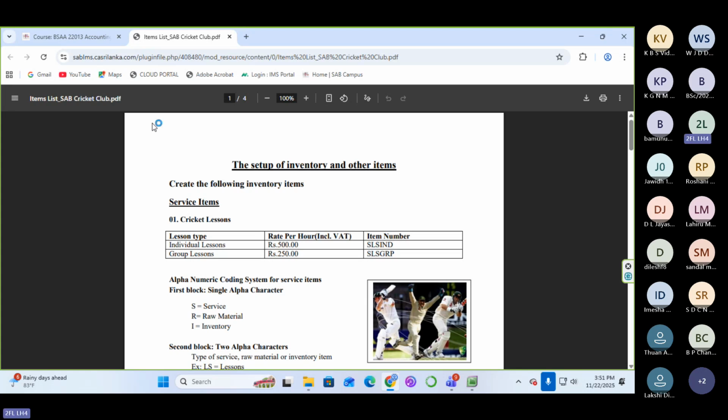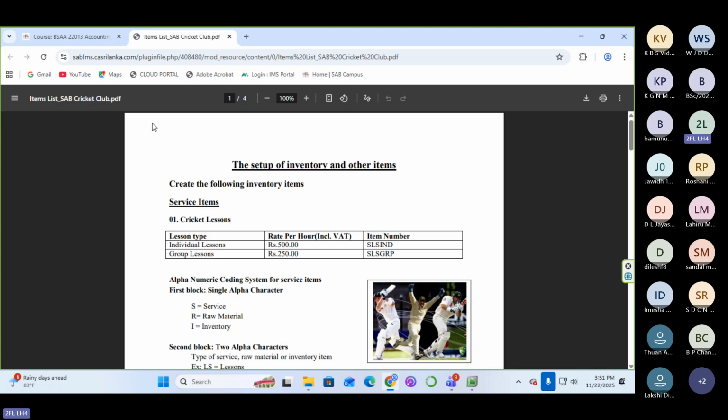The second item is group lessons. Okay, listen. Group lessons. S for service. LS again for lessons. Then GRP for group. Okay. Right.